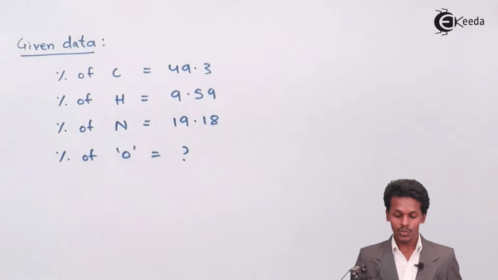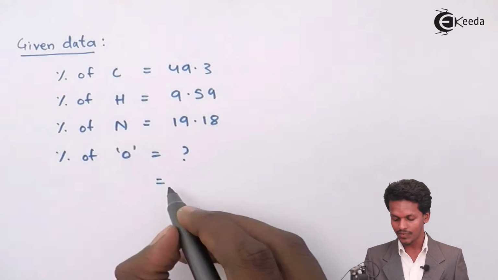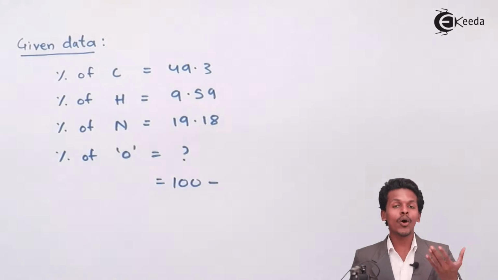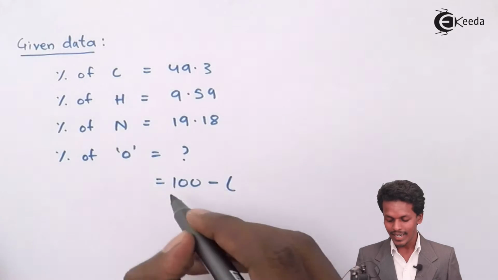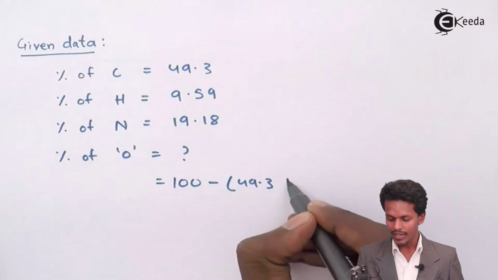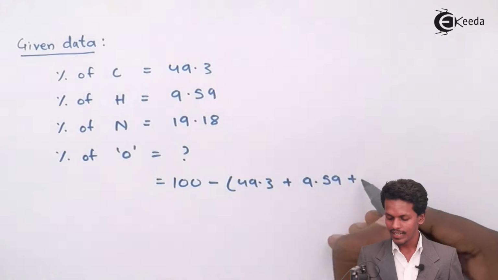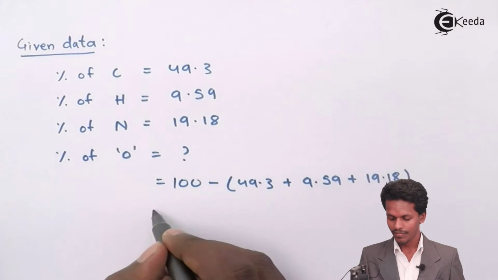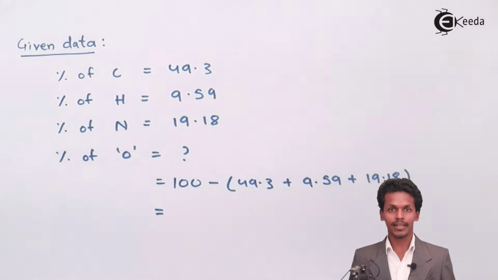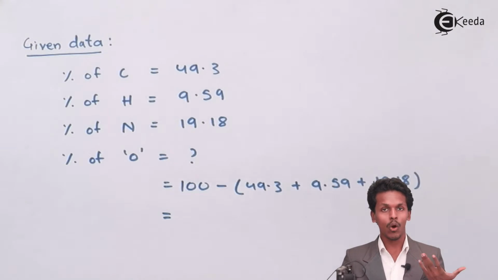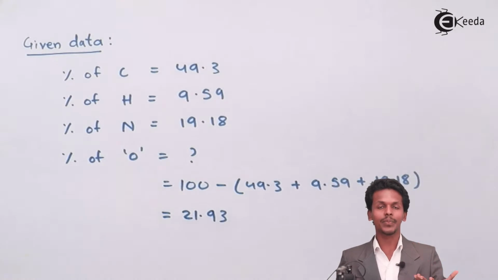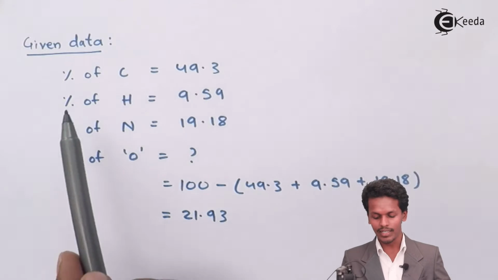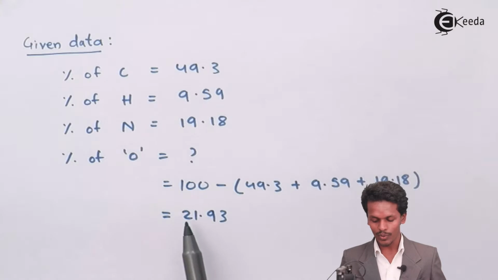It is very easy to analyze. We will sum up all the percentages that they have given, and we will subtract it from 100. So we calculate 100 minus (49.3 plus 9.59 plus 19.18), and let us see what answer we get. So we have got the percentage of oxygen as 21.93. This is how we have calculated the percentage of oxygen. We already had the percentages of carbon, hydrogen and nitrogen, and now we have calculated the percentage of oxygen, that is 21.93.